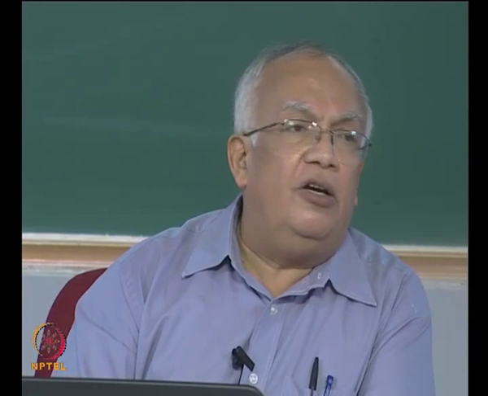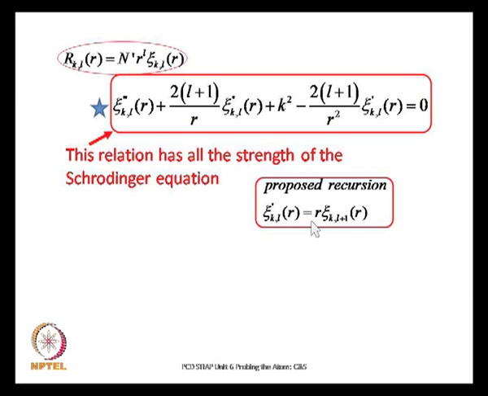Now what we are going to do is propose a recursion relation in which the next value for L equal to L plus 1, okay, look at the subscript here, the parameters which were denoted as subscripts, energy is a parameter which is represented by k, E is h cross square k square by 2m for the free particle, and then the other parameter is L, which is coming from the centrifugal term in the Schrodinger equation.